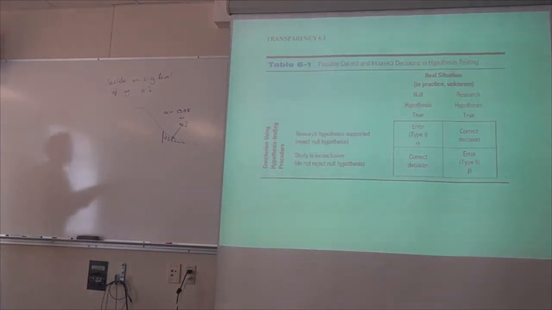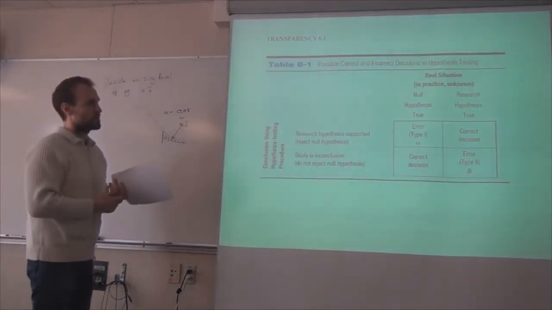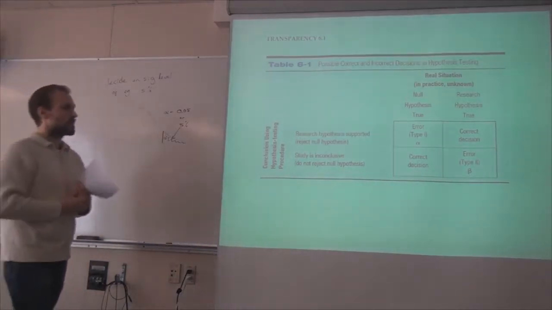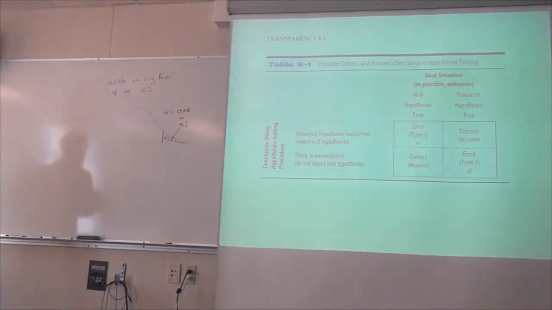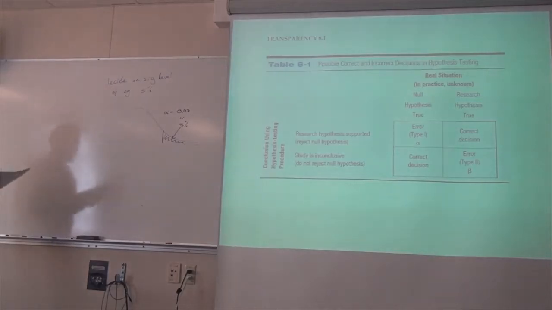Type 2 error, sadly, is not as easy as that. Can't have them both easy, I suppose. So what is a type 2 error again? It's when I should have rejected the null hypothesis, but I didn't. I didn't get strong enough evidence.